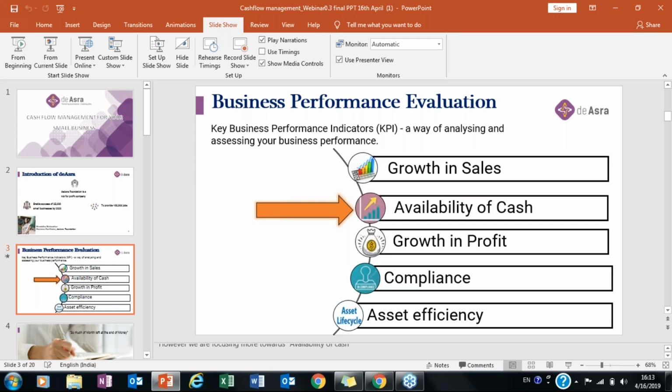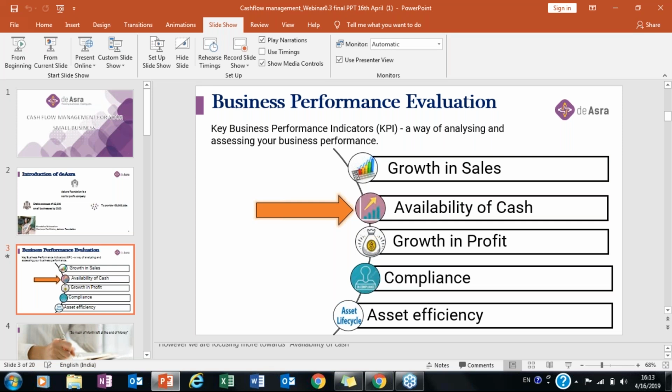First is growth in sales, which means how much sales are we doing in comparison to the previous year or a previous time frame which we want to compare. Availability of cash, we're going to focus on this ahead as we go with the presentation. Growth in profit, which means again a comparison of how much profit we incurred in comparison with the sales that we did.